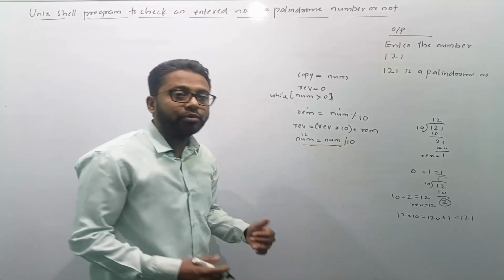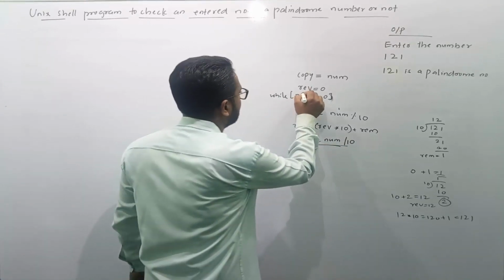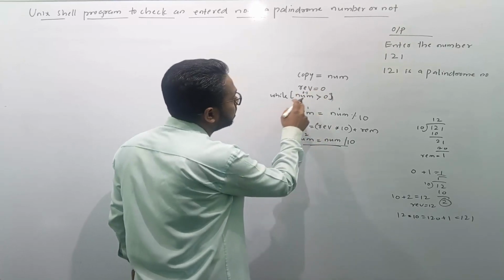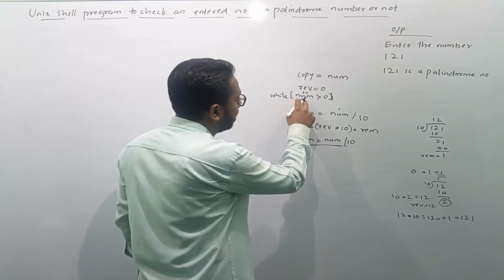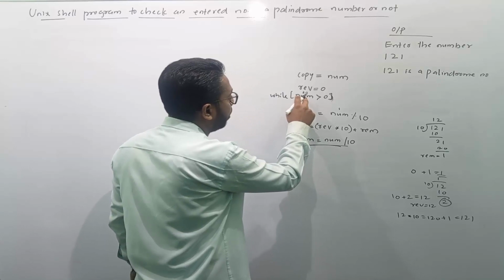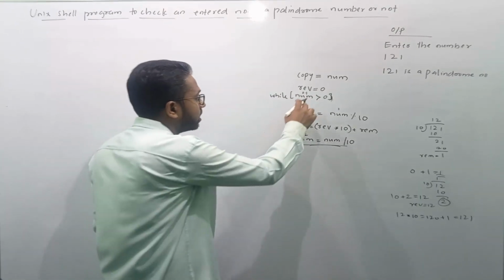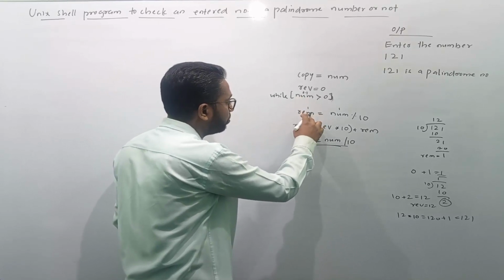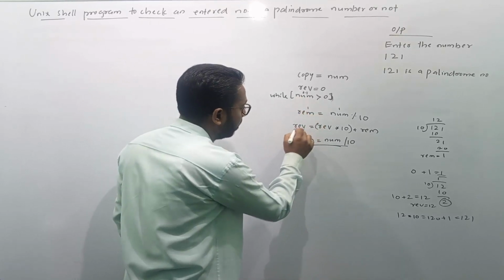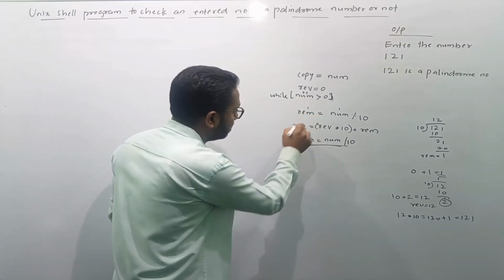1 by 10 we will get 0.1 here, 0.1. Then that 0.1 gets moved to the while loop, where this condition gets checked. Now 0.1 is greater than 0? Now this condition becomes false. That's why control will never come inside the while loop, and we will get 121 stored inside the REV or reverse variable.